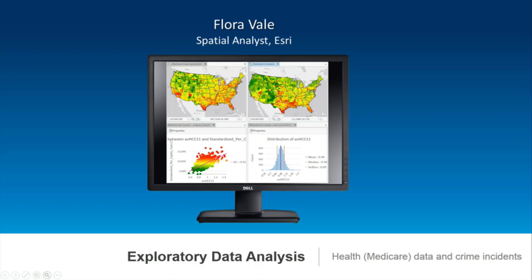As a way to show these workflows, these approaches in action, the first presenter is Flora Vale. She's a spatial analyst and one of our presenters in the plenary on Monday. And Flora works on the ArcGIS Pro team and is one of the engineers that's helping to design and build new spatial data exploration tools in ArcGIS Pro.